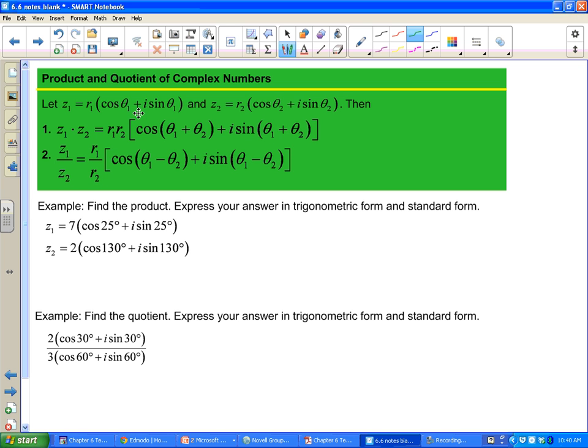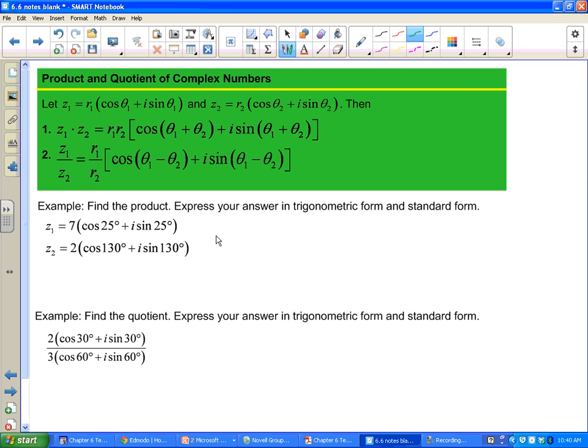This pattern here, number 1 and number 2, is a pretty easy pattern to remember, in my opinion. If we were trying to divide two things that were in standard form, then we would have to multiply by the conjugate of the bottom. It is going to ask us to do that in the homework, but right now we're going to focus on doing it with trig form.